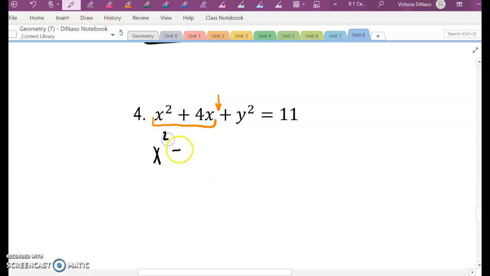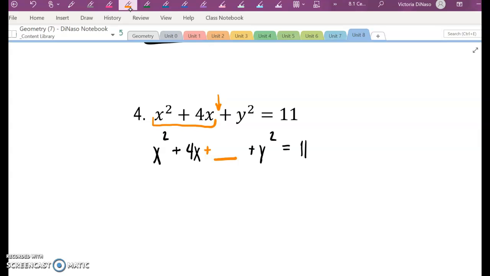So we have x squared plus 4x, and then we have plus a blank, and then we have plus y squared equals 11. And then since I only have one blank on the left, you only need one blank on the right. So again, we're not completing the square on the y because there's nothing to divide. I can't divide anything by 2.